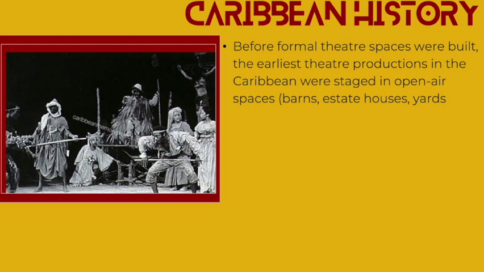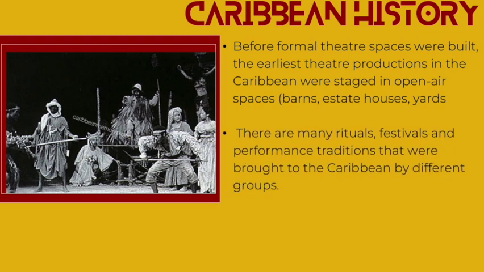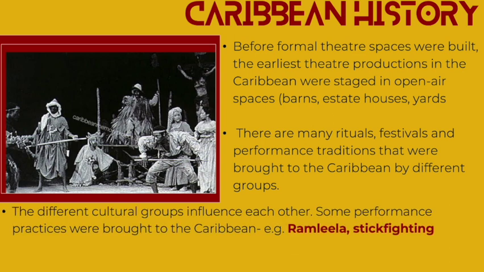And if we think back, of course, to the history of Carnival, you remember that the yards, particularly the barrack yards in Trinidad and Tobago, were really important to the development of things like calypso, stick fighting, and our early traditional carnival characters. So there are many rituals, festivals, and performance traditions that were brought to the Caribbean by different groups, and then there are others that our cultural groups have influenced. So some of our performance practices were brought, like Ramlila and stick fighting, whereas some were born here, calypso and limbo. But you find that many of them, or all of them, would have happened outdoors.